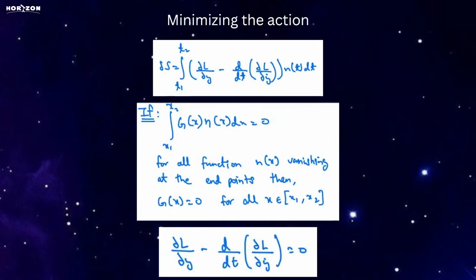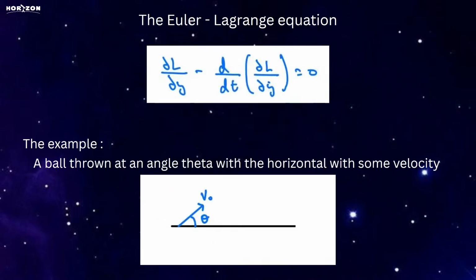And upon further simplification by using the property you can see on the screen, where because of eta(t) being 0 at the endpoints, the function we have in the bracket would be equal to 0. And we would get a second order differential equation, dL by dy minus d by dt of dL by dy dot equals 0. This is a very important second order differential equation, which is also known as the Euler-Lagrange equation.